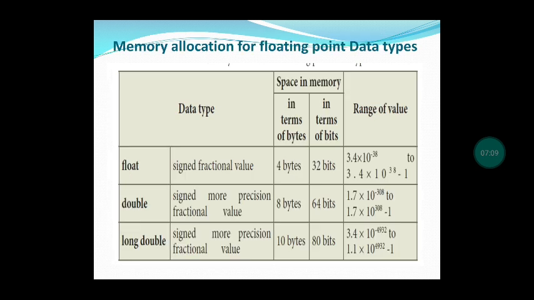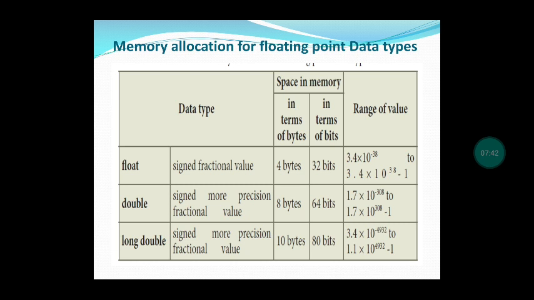Next, let us see the memory allocation for the floating point data type. Float is a signed fractional value, and it has a memory space of 4 bytes, that is 32 bits. Its range is 3.4 into 10 to the power minus 38 to 3.4 into 10 to the power plus 38 minus 1. And double has more precision, a signed fractional value, that is, the decimal places will be more when compared to the float.